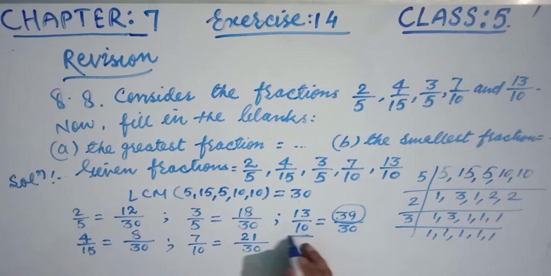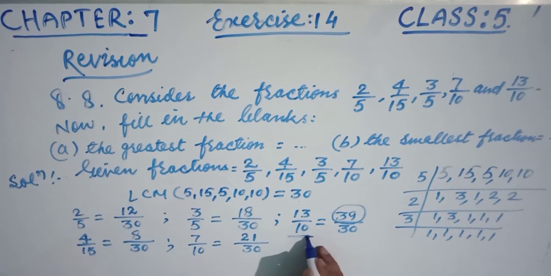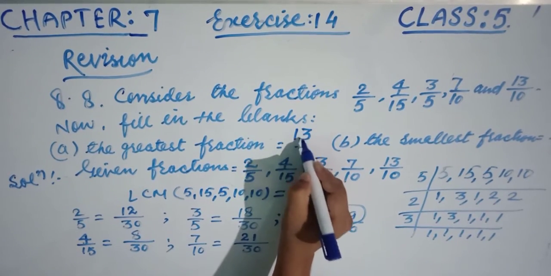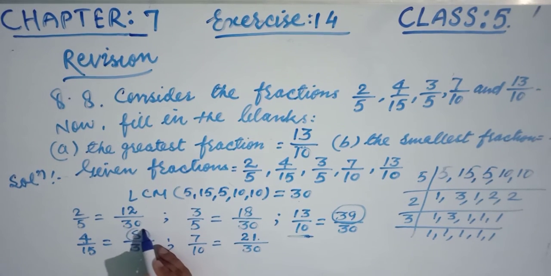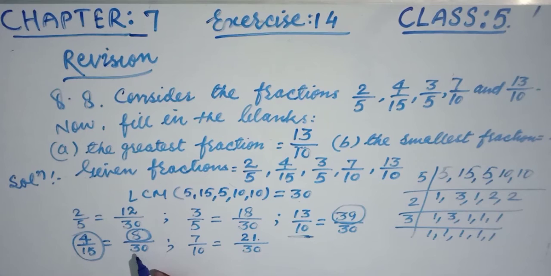Hence we can say 13 by 10 is the greatest, friends. Greatest means 13 by 10, the first answer. We got the first answer as the greatest fraction, 13 by 10. Now see the smallest fraction, which means we have to see the smallest numerator. Friends, here is the 12, 8, this is 21. Now see, friends, this is 8. 8 is the least numerator. So the least numerator carries the smallest fraction. So 8 by 30 is the smallest fraction.